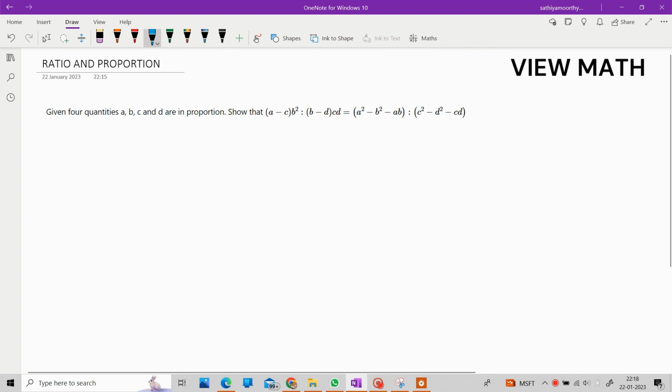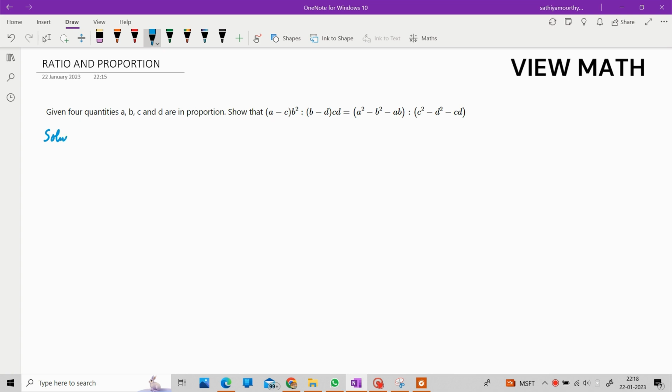If given 4 quantities A, B, C and D are in proportion, show that (A minus C) into B square is to (B minus D) into CD is equal to (A square minus B square minus AB) is to (C square minus D square minus CD). They have asked us to prove.